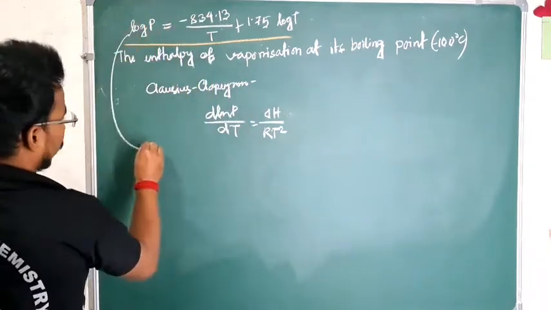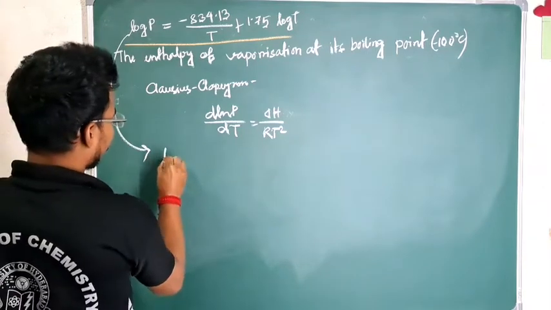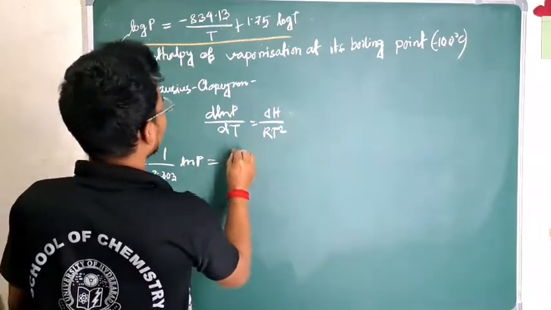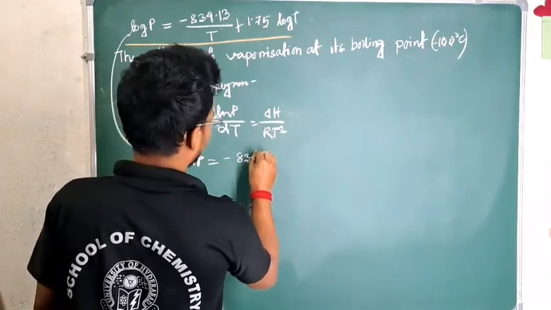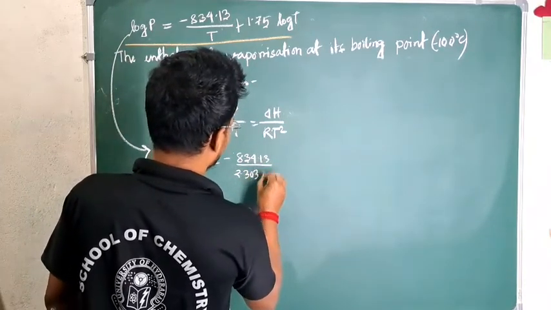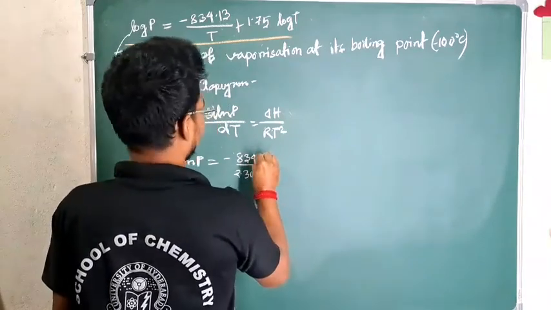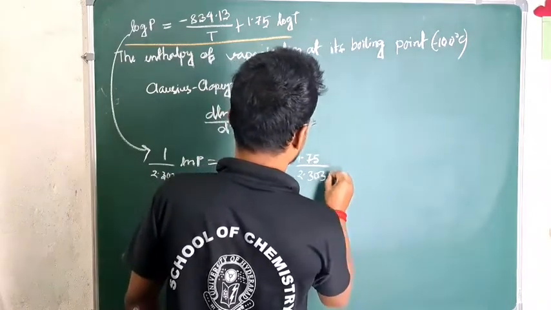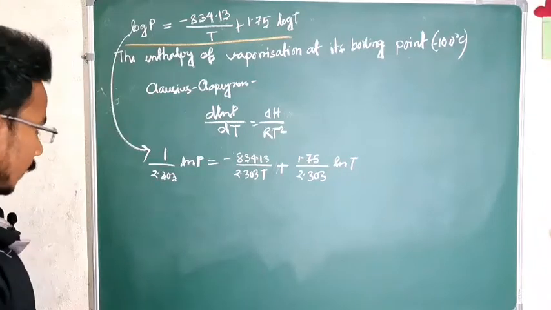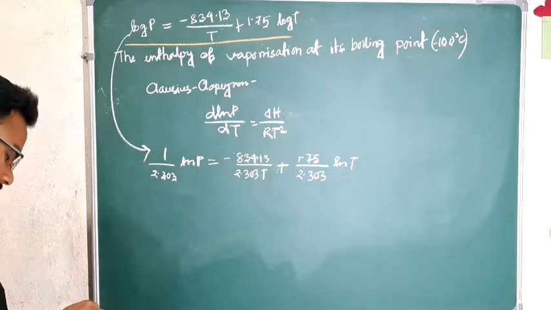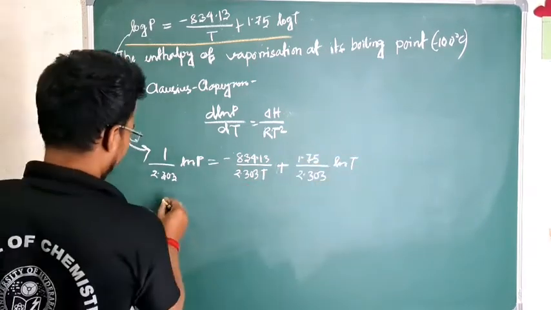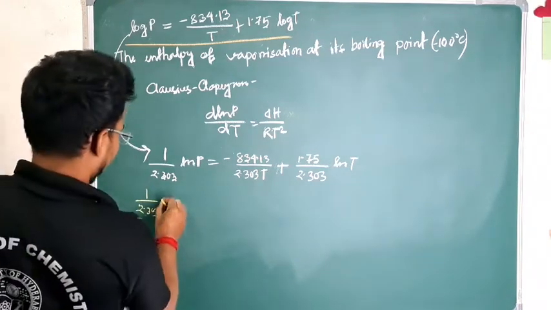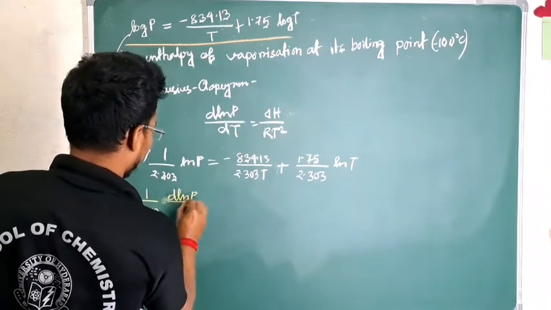Okay, so I am writing it like this. I am dividing by 2.303, so what can I write? ln P. Here as well I am dividing by 2.303, giving minus 834.13 by 2.303 T, plus 1.75 by 2.303 ln T. Now you have to differentiate with respect to T. I am not writing the differentiator, it is very long.